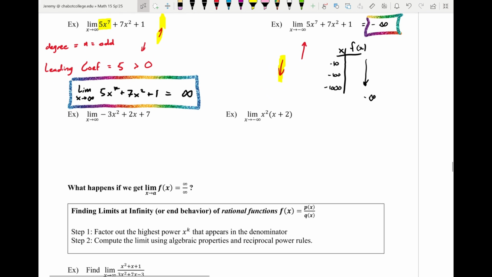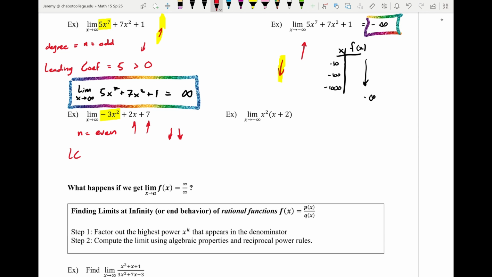All right, a couple more down here. This next one, we're looking at the limit as x goes to infinity of this quadratic. So here's our leading term. So I see that n is even. Okay, so that means that this is going to have end behavior up and up or down and down. Now, which is it, up and up or down and down?